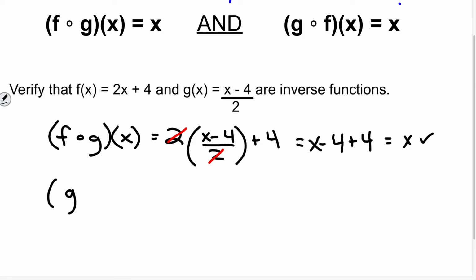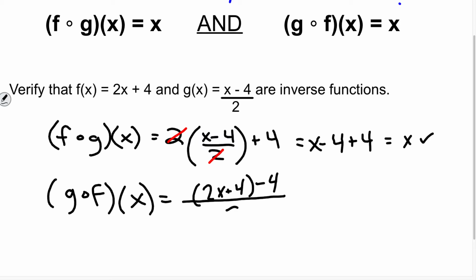And then I should show that g of f of x is also x. So now I'm going to take the 2x plus 4, and I'm going to put that in for x in g. So that's going to go up in my numerator. So I'm going to say 2x plus 4, and then I'll have a minus 4 all over 2.